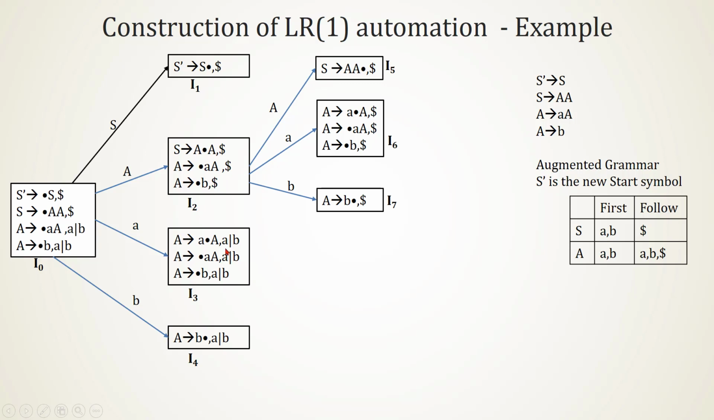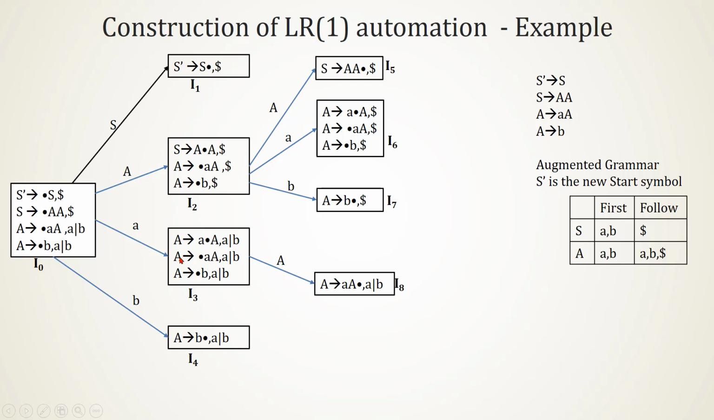So I am looking for the transitions in I3. There will be a transition on capital A. So what is that? It will be AA dot. Since it's a transition, the look aheads are the same, and look aheads are A and B. Okay, next I will number this item as I8.